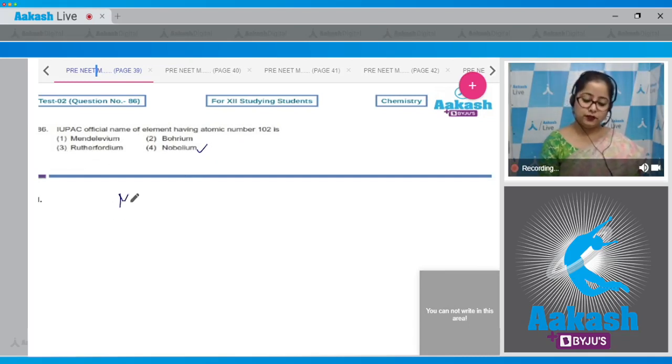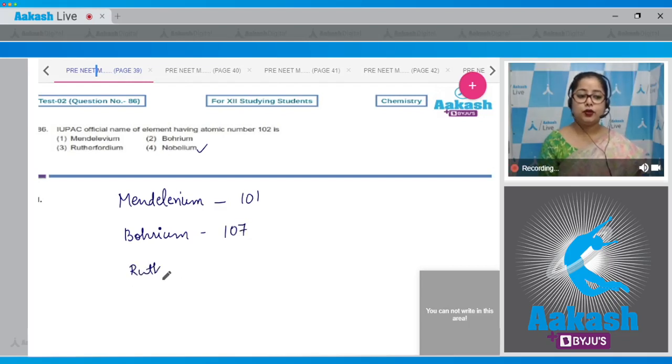Let's start with mendelevium. The atomic number of mendelevium is 101. Then we have bohrium. The atomic number of bohrium is 107. Then we have rutherfordium. So for rutherfordium, the atomic number is 104. And for nobelium, the atomic number is 102. That means the correct answer is option number 4.